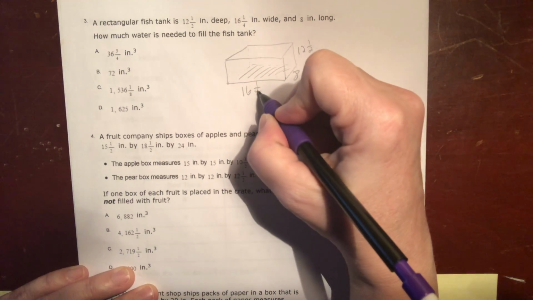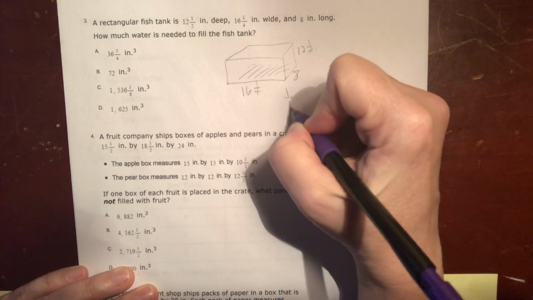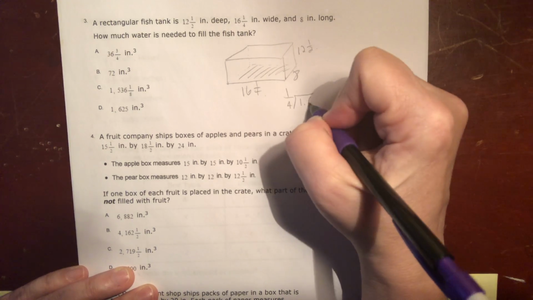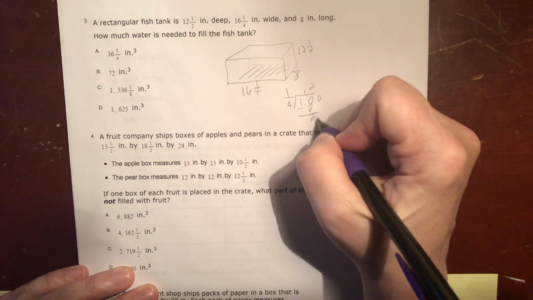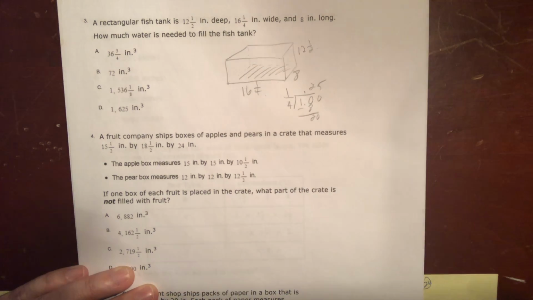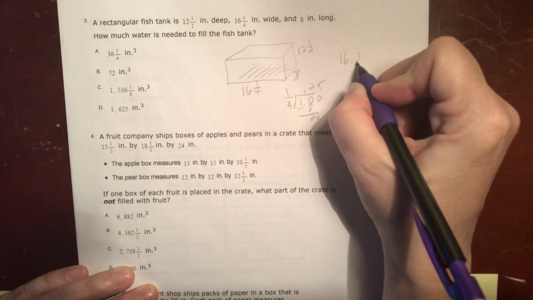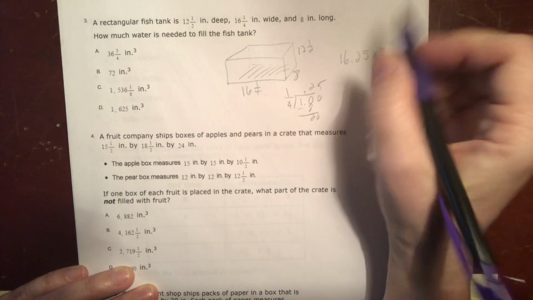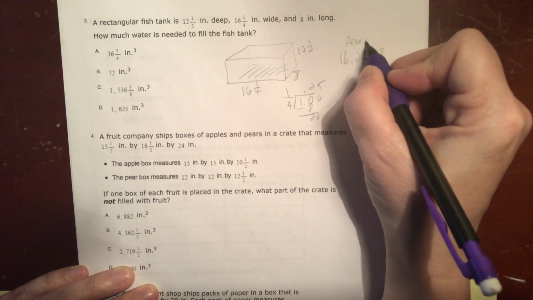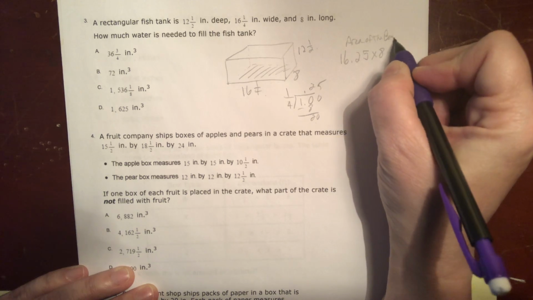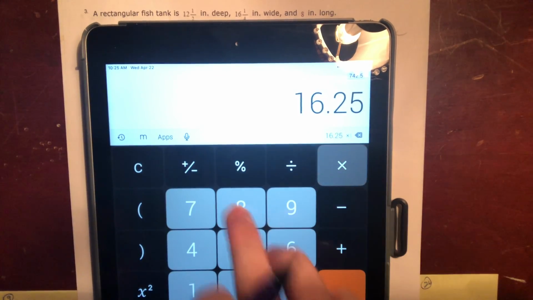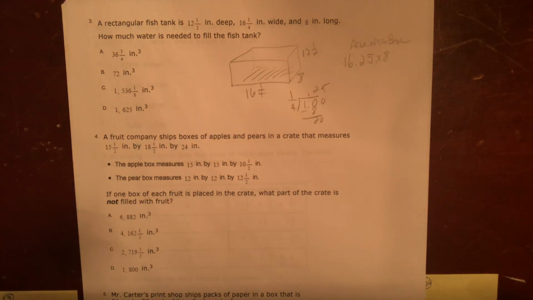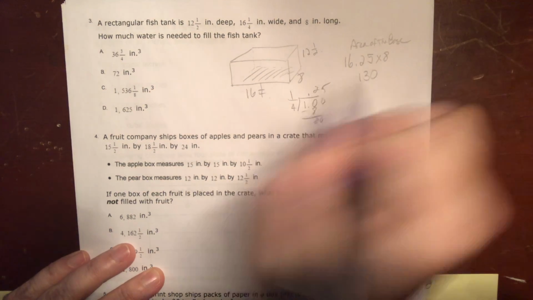16.25 times 8. Now I know that a fourth is 0.25, and I'm going to show you how I know that. 4 goes into 10 twice. 4 goes into 25. So I'm going to do 16.25 times 8. This is going to give us the area of the base. 16.25 times 8 is 130. So the area of the base is 130.